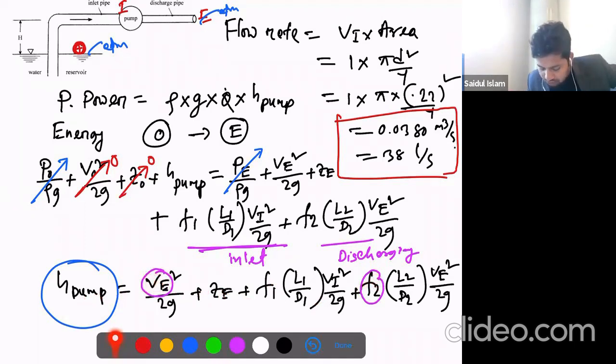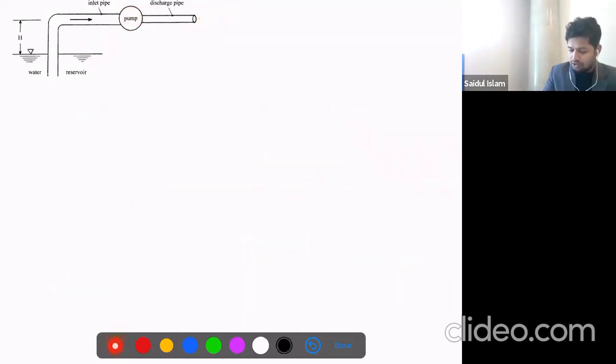Let's calculate the VE, the exit velocity of the pump, like the outlet velocity. How can we do that? That's the conservation principle, right? Yes, we'll use the mass conservation principle for point I and point E. That means from this section and these sections.